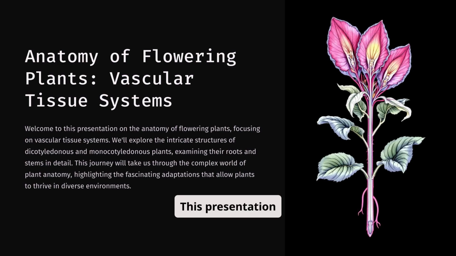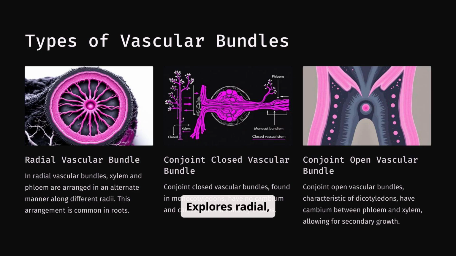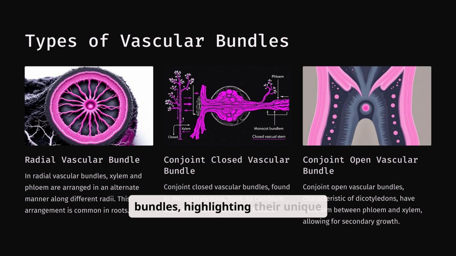This presentation introduces the vascular tissue systems in flowering plants, examining dicot and monocot roots and stems, and their adaptations for survival. Explores radial, conjoint closed, and conjoint open vascular bundles, highlighting their unique arrangements and roles in roots and shoots.